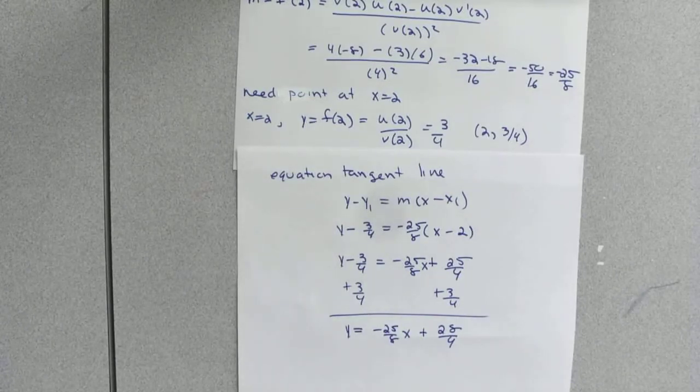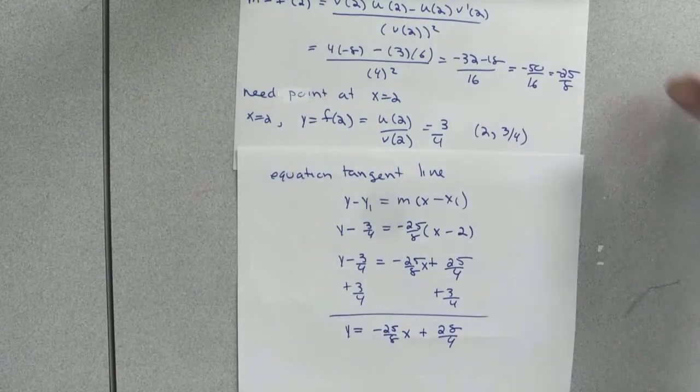But the point on this one is it just was kind of logic. I had u over v, so all I could do was write down the formula for the derivative, the quotient rule, plug in my 2's, that gave me the slope, and then the same thing for the point. And that concludes this section.